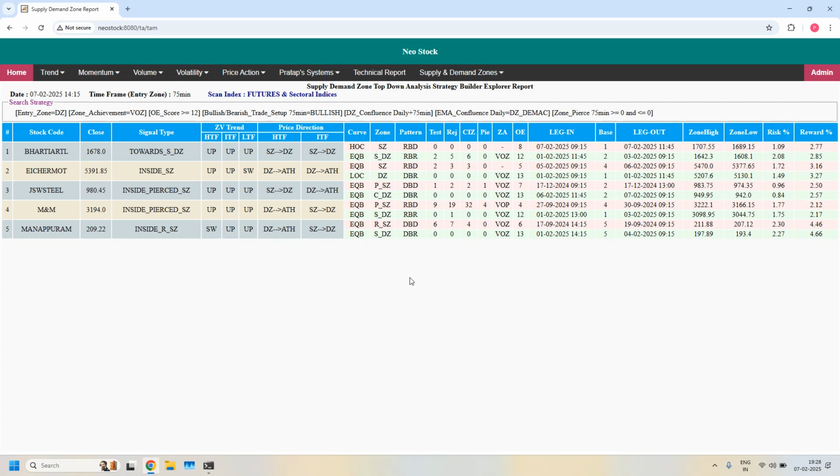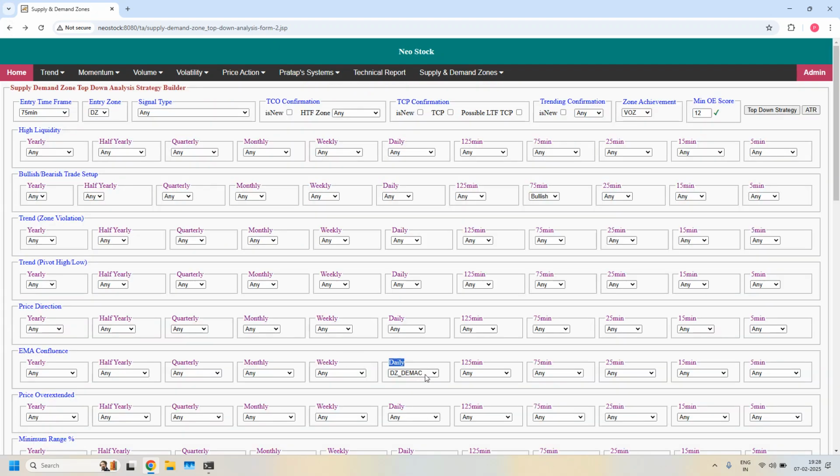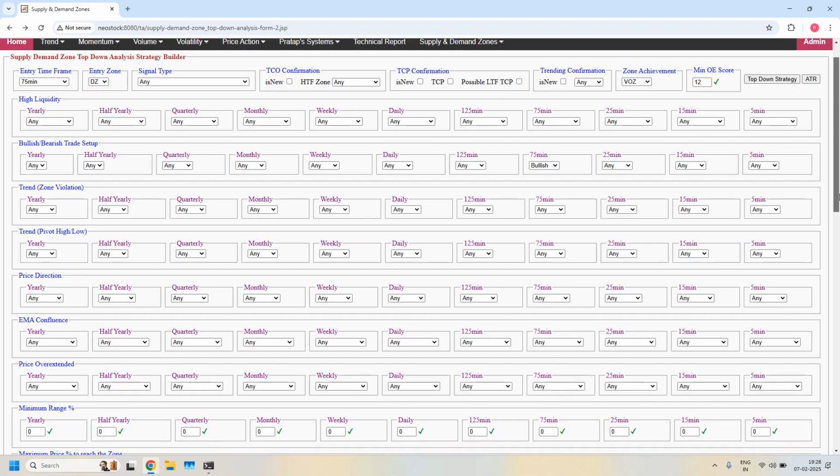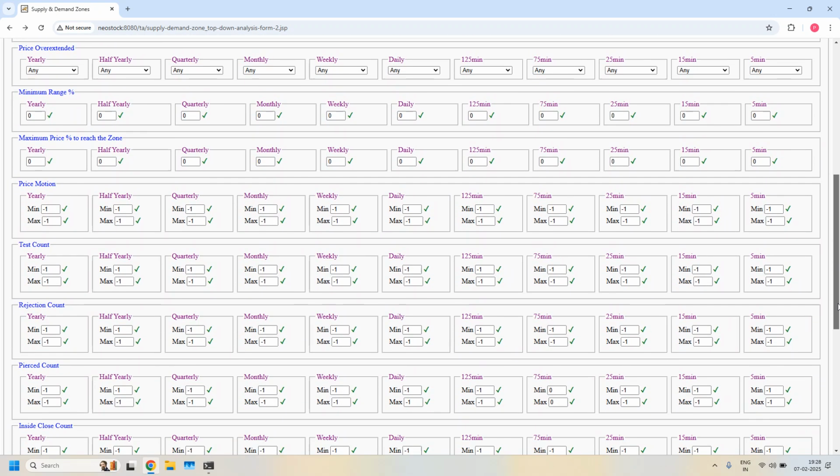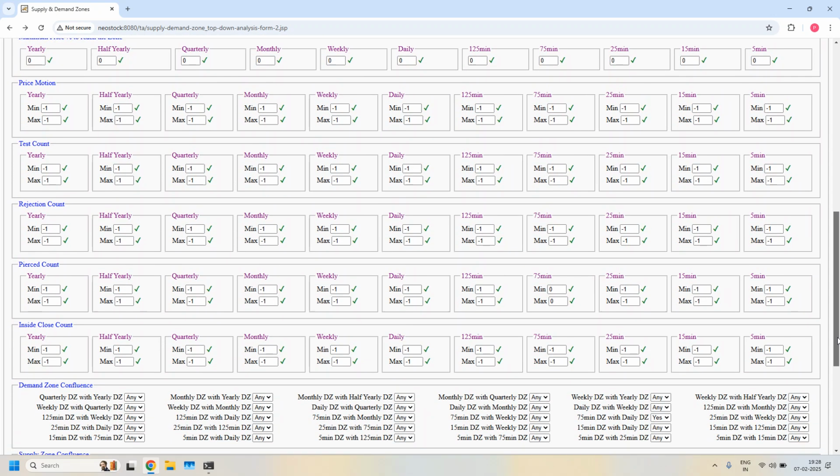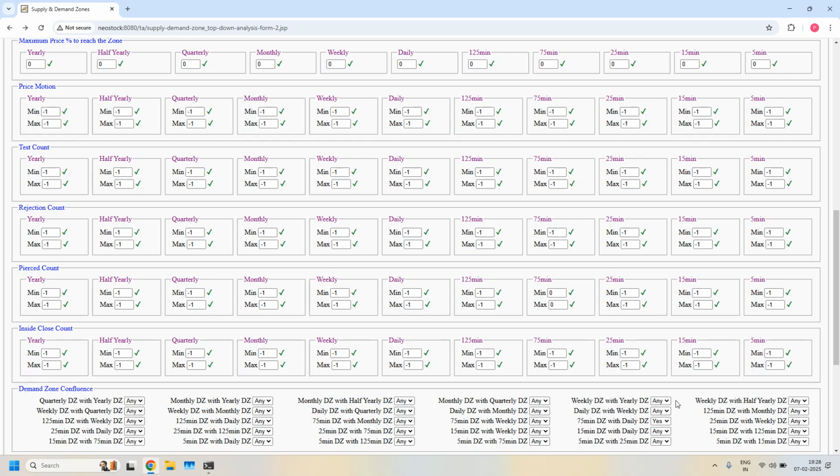Okay. So this is about the LTF and ITF based filter. Next, let us apply the LTF, ITF, HTF based filter. I am removing the EMA filter, as this is ITF specific. Now we should focus on HTF specific, LTF, ITF, HTF. So in the demand zone confluence, we should set 3 filters. First filter is already enabled, 75 minutes with daily demand zone confluence. Second filter, 75 minutes demand zone with weekly demand zone confluence. Third, daily demand zone with weekly demand zone confluence.